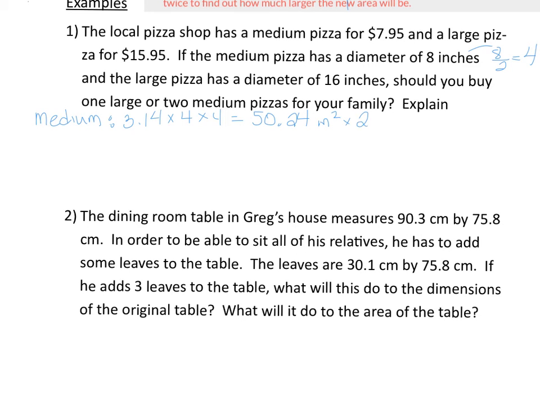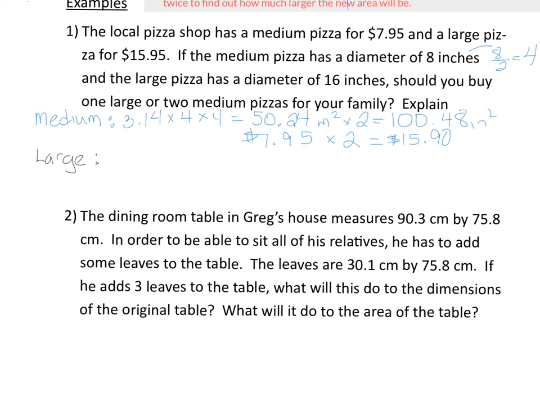But they're asking, should we buy two pizzas? So let's multiply that by 2 and get 100.48 inches squared. And we want to know how much money that's going to cost us. Well, we would have to take the cost of one pizza and multiply it by 2 and find out that we would get 100.48 inches squared for $15.90. So that's 5 cents cheaper. Now let's do the large pizza.